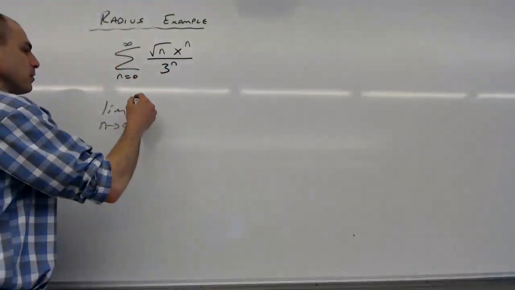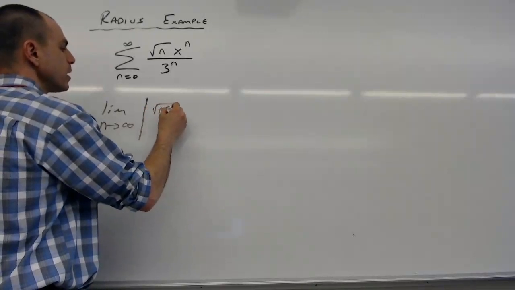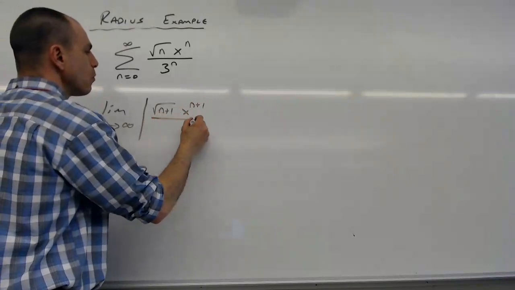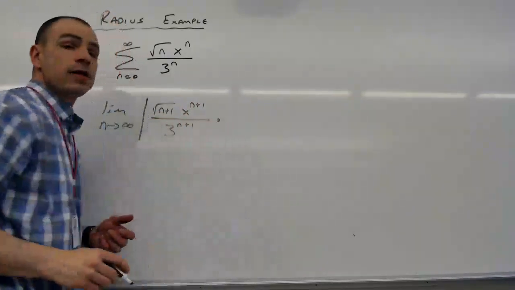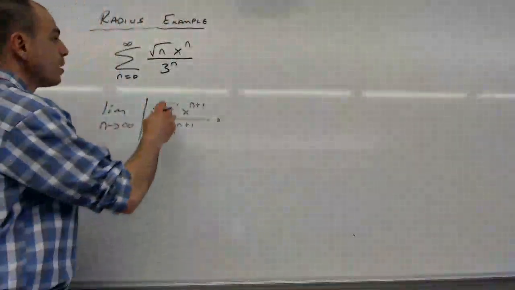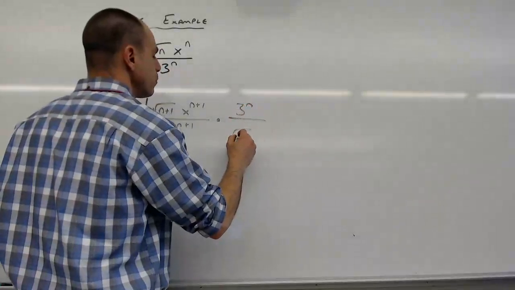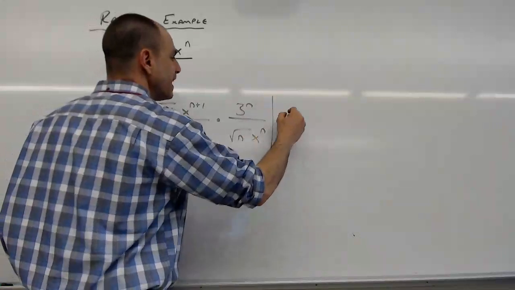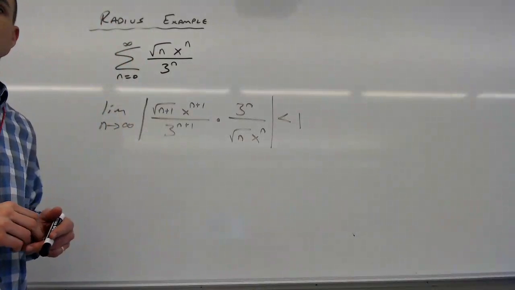I've got my absolute value marker, and then my n plus 1th term right here, x to the n plus 1 over 3 to the n plus 1, and I'm going to multiply it by the reciprocal of the nth term. So we're going to have 3 to the n up here, and we're going to have square root of n and x to the nth down below. And I need this to be less than 1. There's my ratio test.